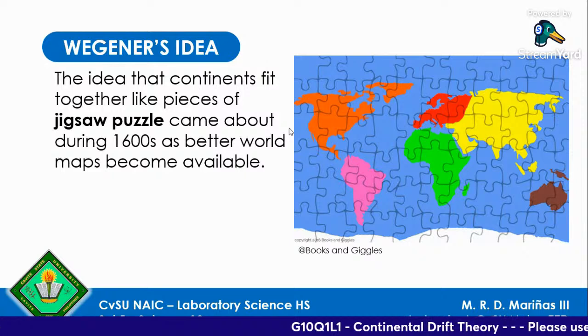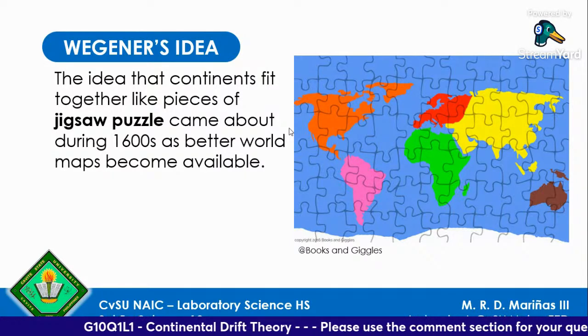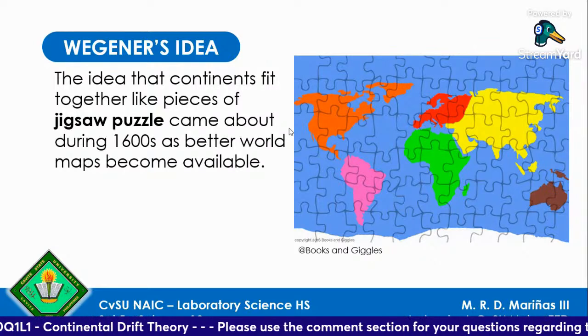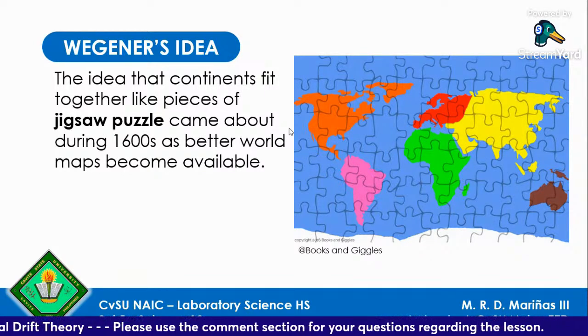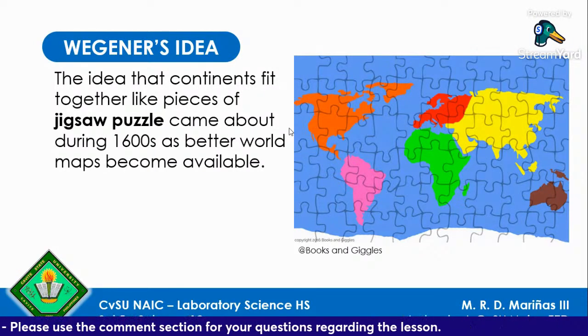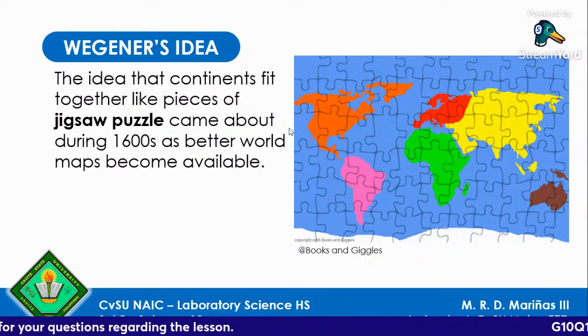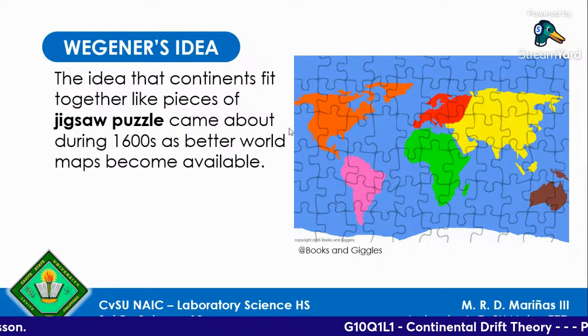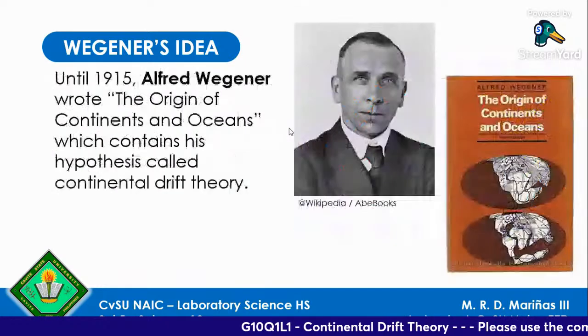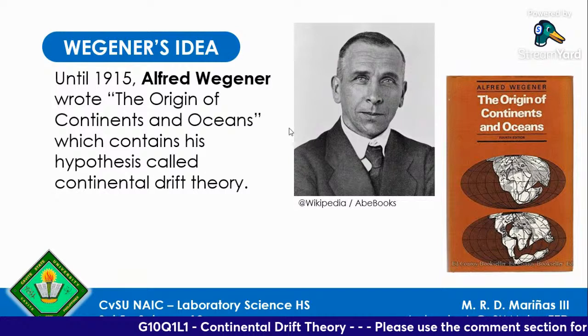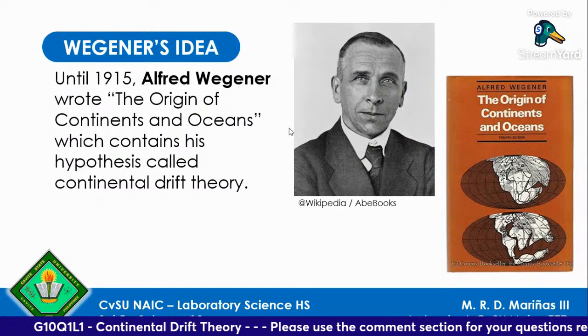It's actually during the Renaissance, may mga idea na yung mga tao na parang jigsaw puzzle yung ating mga continents. Parang may mga parts and portion of this continents na pwede mag-fit or pwede sila magdikit. Okay? So 1600s pa lang, nabuhay na yung idea nitong continental drift na to or yung jigsaw puzzle idea ng ating mga continents. But until 1915, Alfred Wegener wrote The Origin of Continents and Oceans.